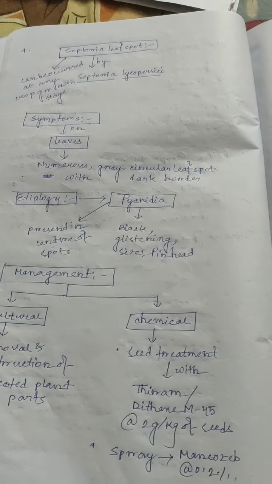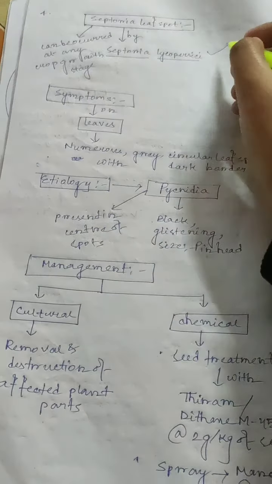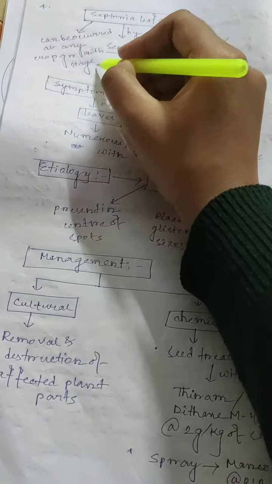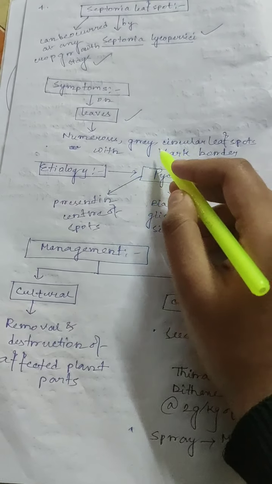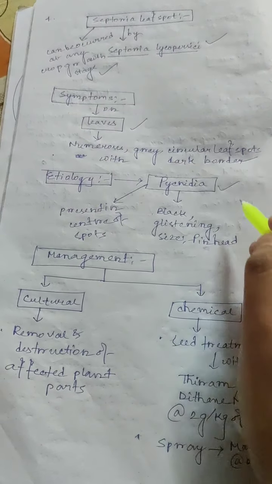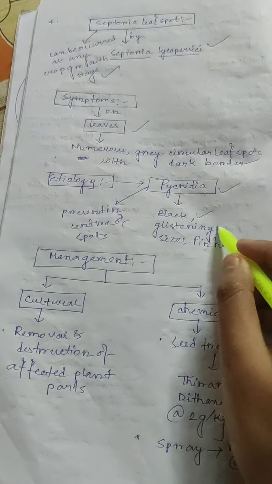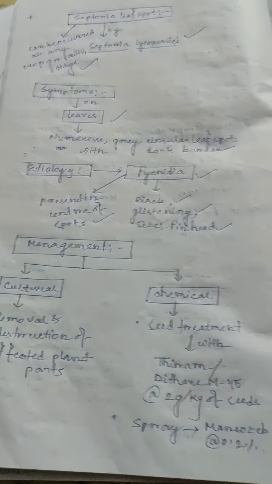Septoria leaf spot. Septoria leaf spot is caused by Septoria lycopersici. It can occur at any crop growth stage. Symptoms on leaves: numerous grey circular leaf spots with dark border. Etiology: pycnidia. Pycnidia are black, glistening, pinhead size, present in the center of spots.